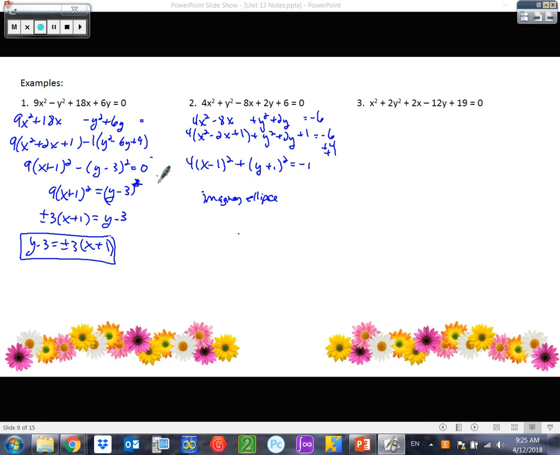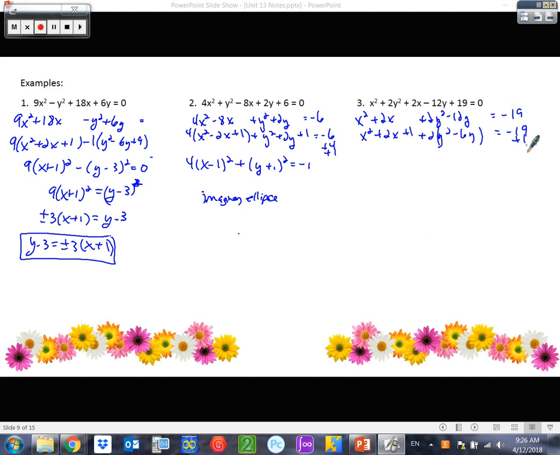So we look at this one, and again, okay, it looks like it's going to be an ellipse. Let's see what happens. So let's do our work. We'll group the x's together, group the y's together, move the constant over. Okay? Ben, you need to stay with me. So then we need to factor the 2 out. Okay, so I'm going to take half of 2, which is 1. 1 squared is 1, so I would add 1 and add 1.